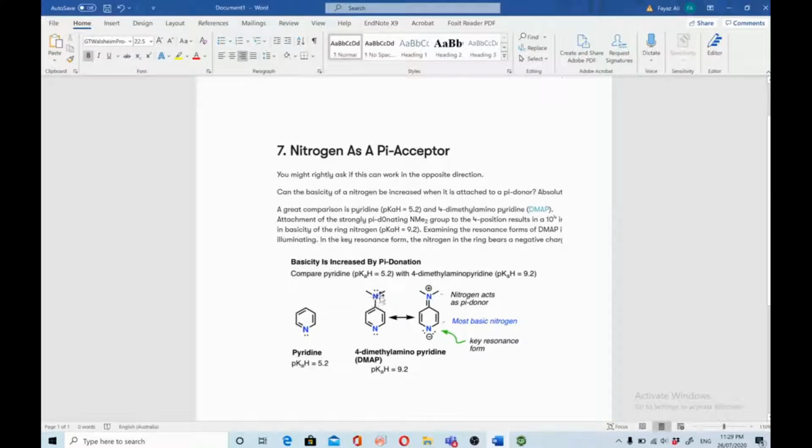The lone pair of the nitrogen in NMe2 acts as a donating group via the resonance form, and it provides electron density to this nitrogen, which as a result gets a negative charge and becomes more basic. So which is more basic, pyridine or DMAP? DMAP is more basic compared to pyridine, hence it has a pKa of 9.2. Higher the pKa value, higher will be the basicity.